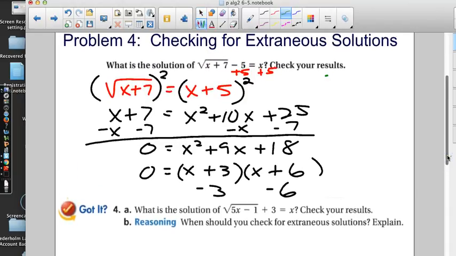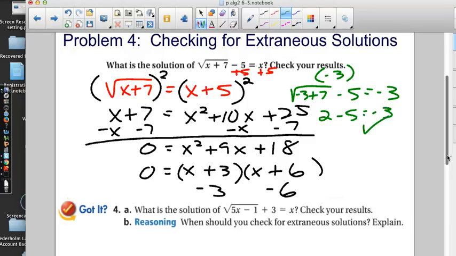So our first answer that we said we had was -3. So let's see if that works. Square root of -3 plus 7 minus 5 is supposed to come out to -3. Let's see. -3 plus 7 is 4. The square root of 4 is 2. Hey, that one works.